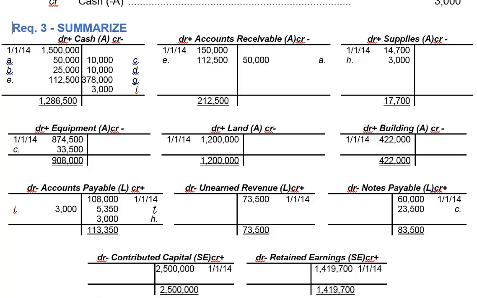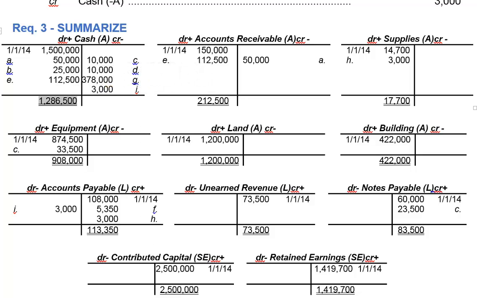Hi folks, welcome back to this video, second part of our comprehensive question. Now we're going to look at summarizing or posting to our T accounts in order to update the account balances from their opening balance to find ending balances. These ending balances will wind up on our financial statements.